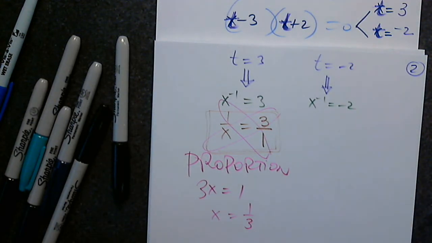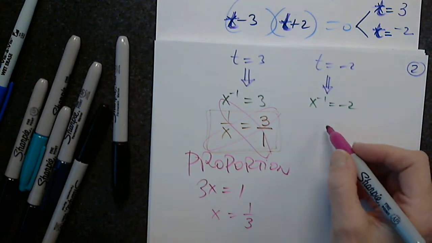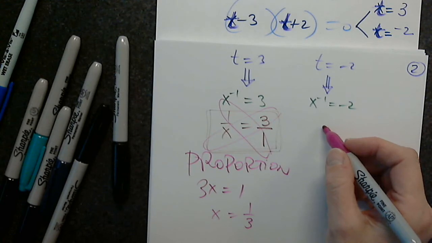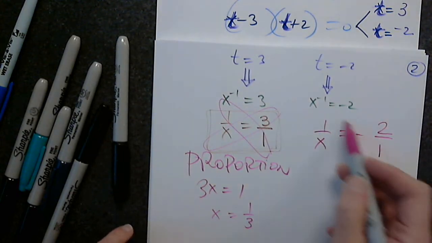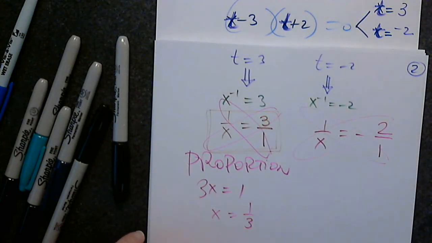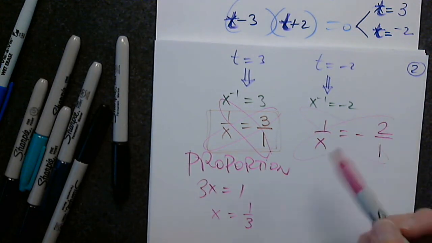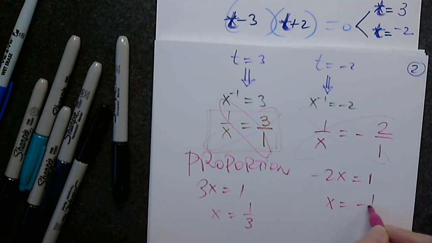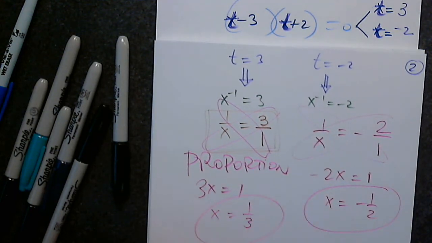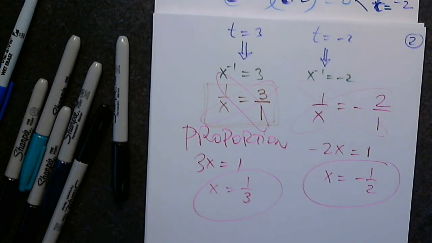The second equation, how do I change it, or what do I change it into? Equals negative 2 over 1. Same thing. You can only incorporate the negative with one side or the other, not both. I'm going to say negative 2x equals 1. So x equals negative 1/2. And here are the solutions. Any questions, please? Anything?